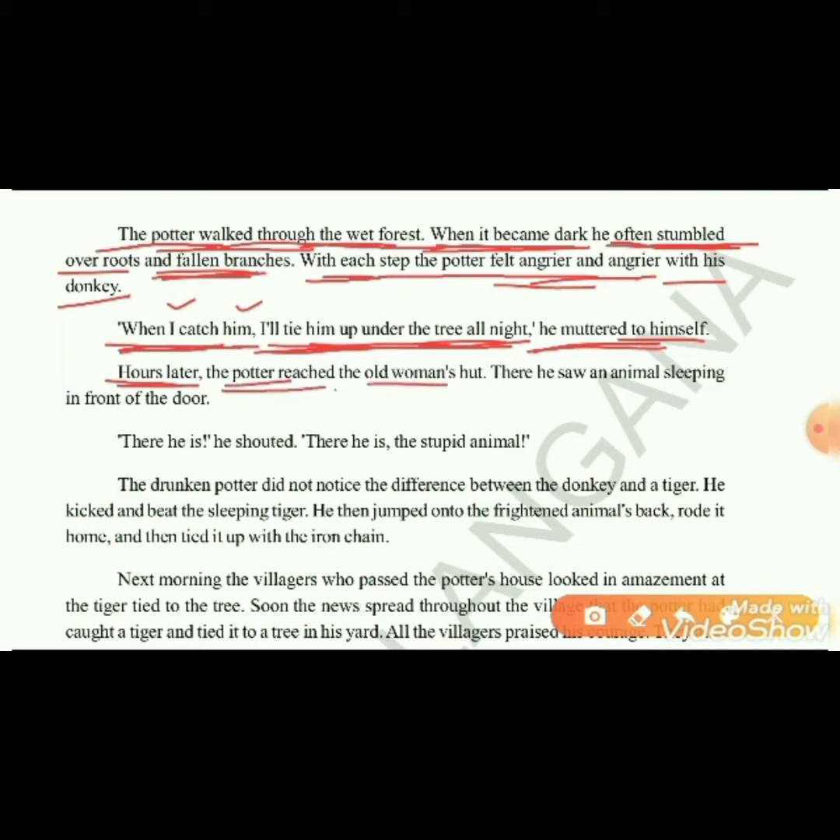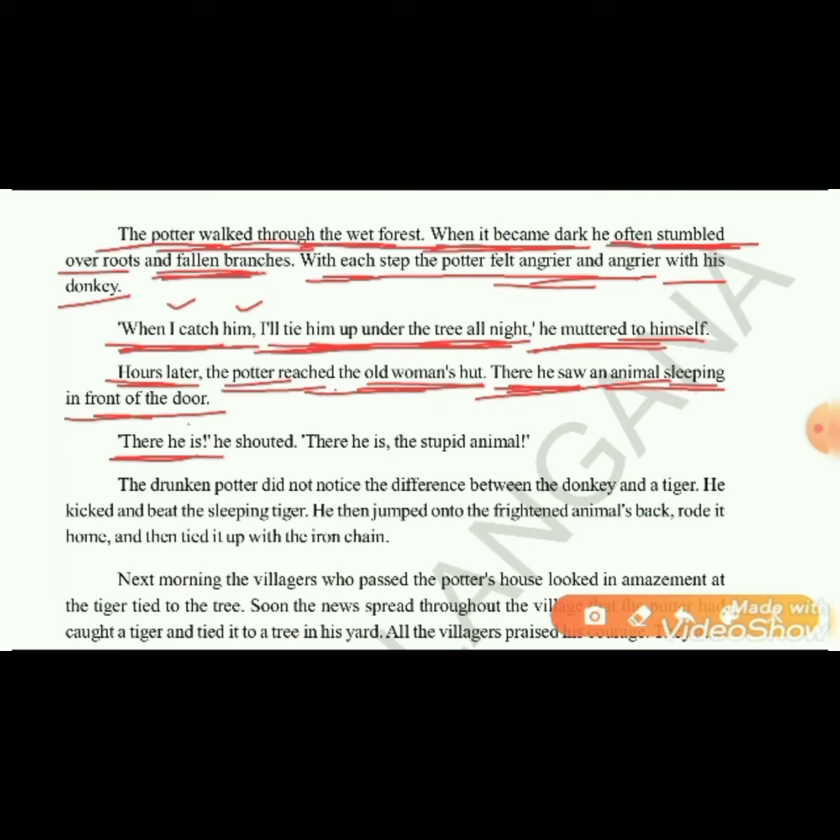Hours later, the potter reached the old woman's hut. After searching for many hours, he reached the old woman's hut. There he saw an animal sleeping in front of the door. Near the doorstep, what was there? A tiger was sleeping. But he did not say it as a tiger, he said an animal was sleeping in front of the door.